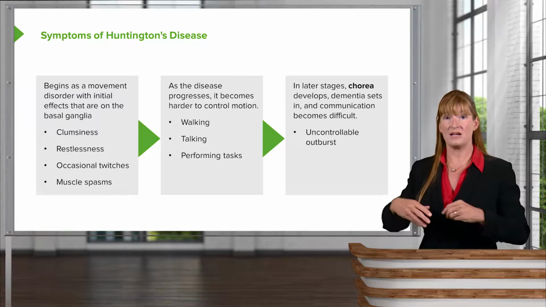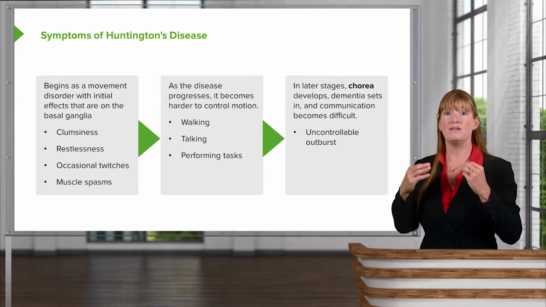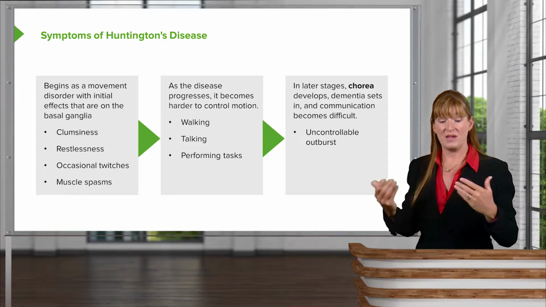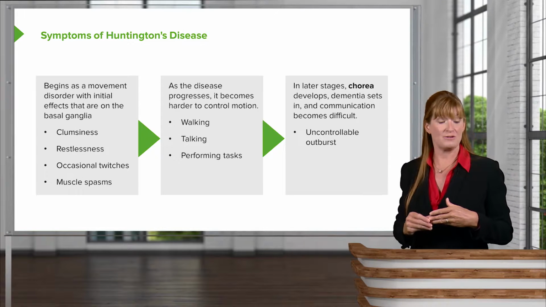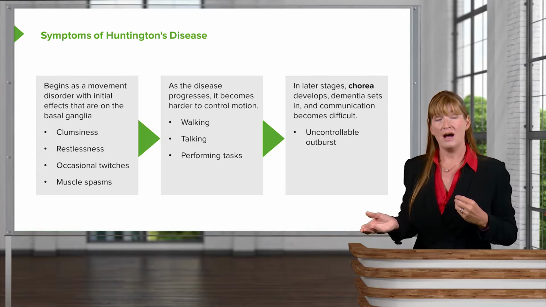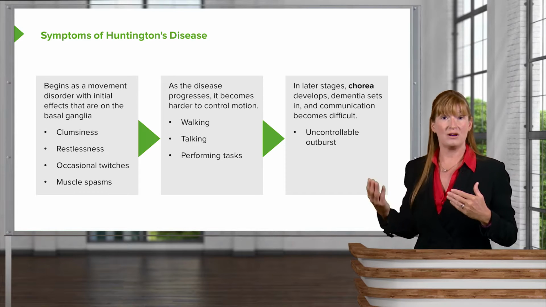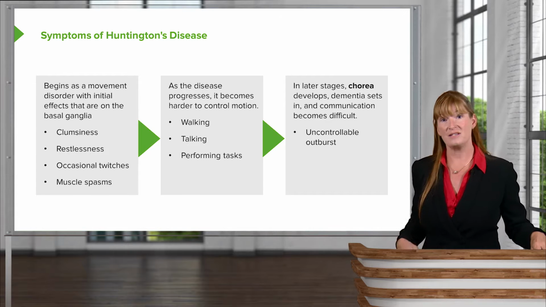And of course, these uncontrolled body movements with dementia setting in also can be quite a rough situation. So Huntington's probably has the most severe of outcomes for patients as well as their families.